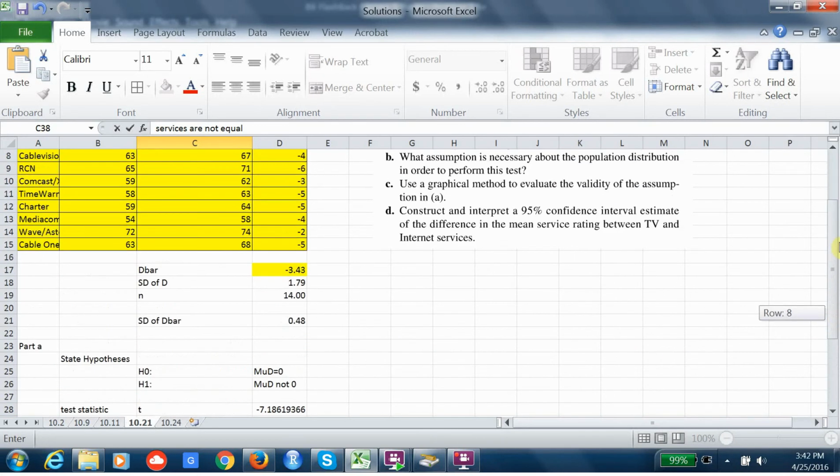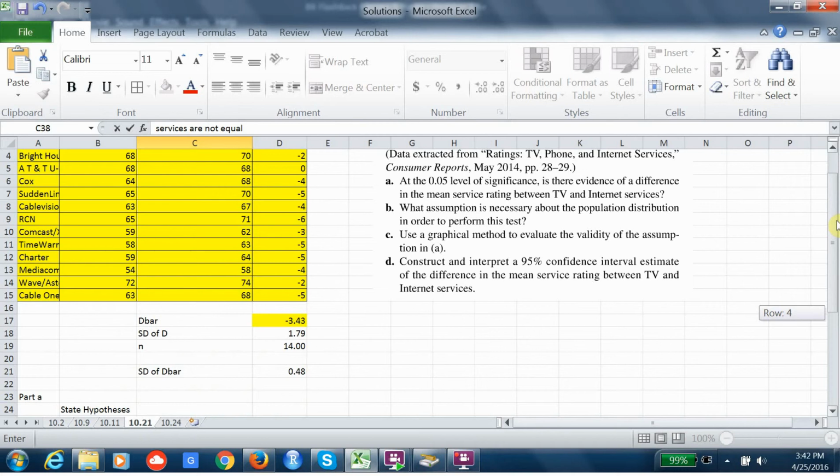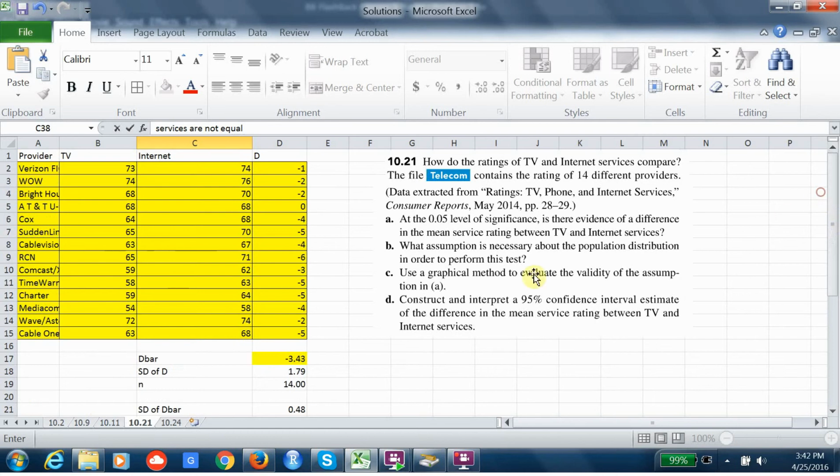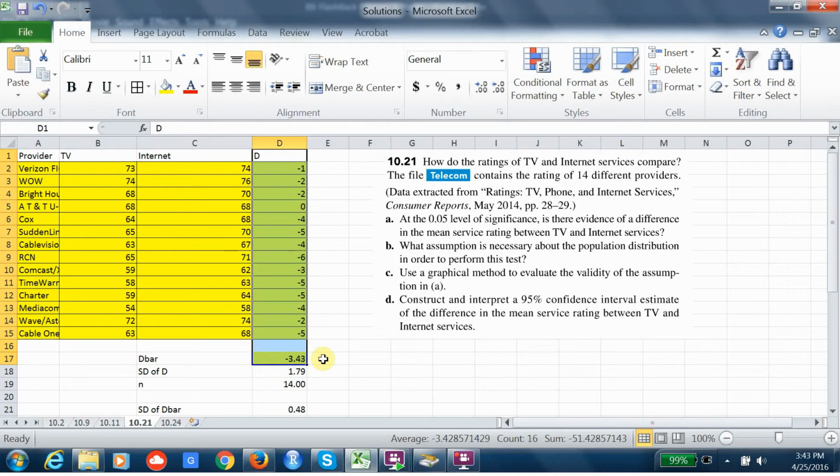And that's pretty much it for the hypothesis test. What assumption is necessary about the population distribution in order to perform this test? Actually, we don't really need to know very much about the population distribution, but the differences have to be roughly normal, or at least symmetric. If these two populations are symmetric, it helps, but we're really interested in the differences. They have to be somewhat symmetric. It doesn't have to really be normal. If these two populations are not skewed, usually this won't be either.